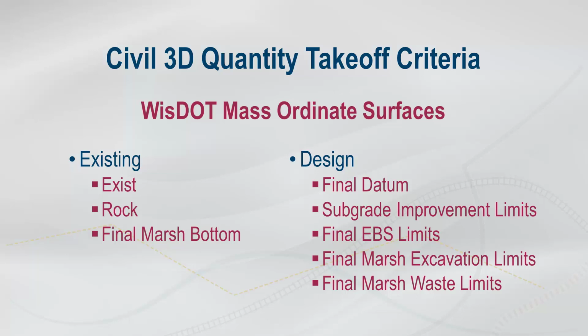There are also a few options for creating an existing marsh surface as well, similar to how the rock one was created. It could be through marsh probe information or boring data as well, and then creating a surface from there. It's just good to note that the final marsh bottom surface is used to define the area of marsh that will be excavated. And everything from the existing surface down to this marsh bottom is considered marsh material in Civil 3D calculations. For the design surfaces, the first one we have is the datum surface.